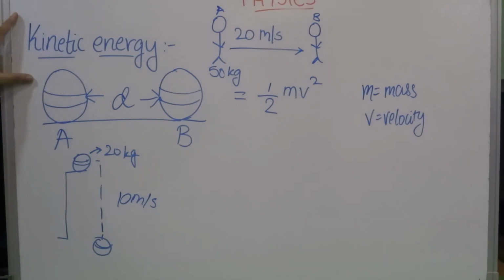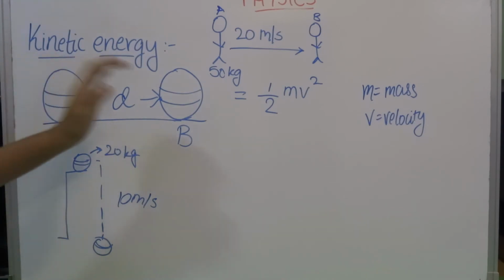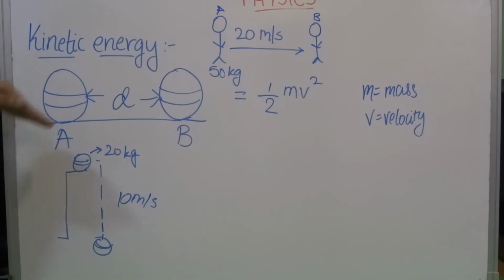Let's see what is kinetic energy. As I spoke before, kinetic energy is the energy possessed by an object in motion. The easiest example could be you roll a ball and it moves from distance A to distance B. Because it is in movement, it has kinetic energy.